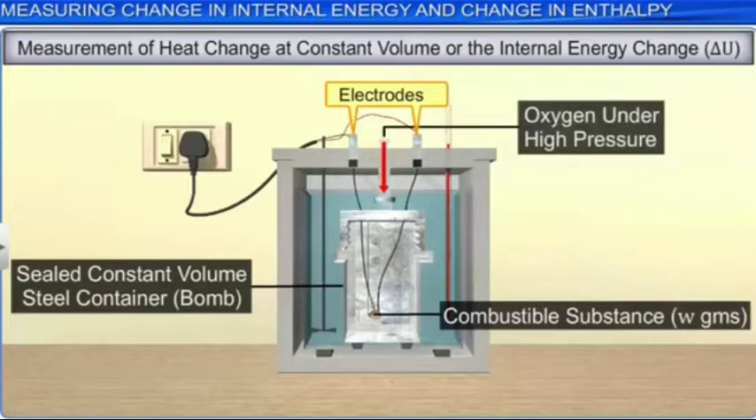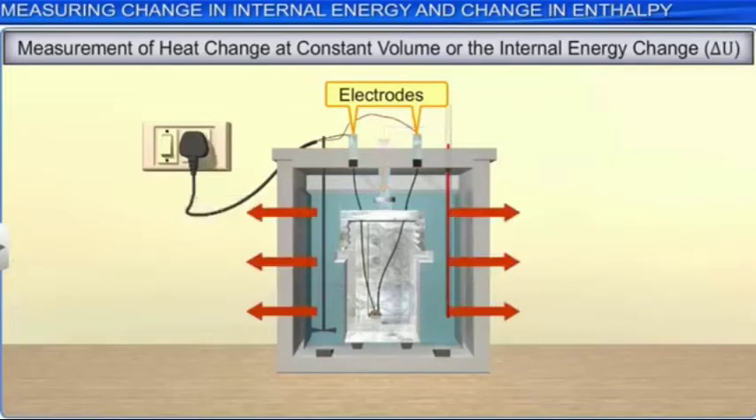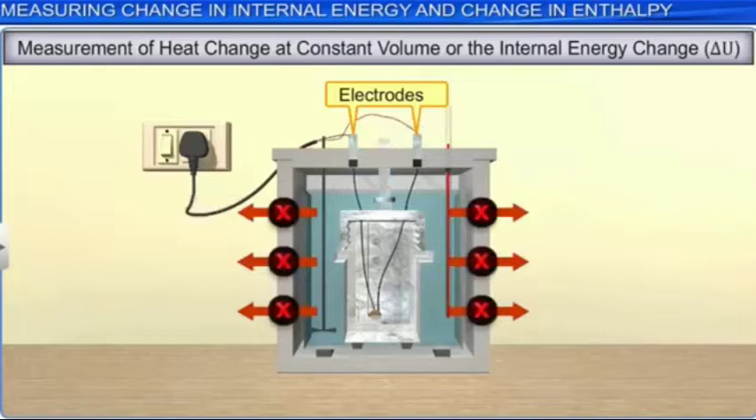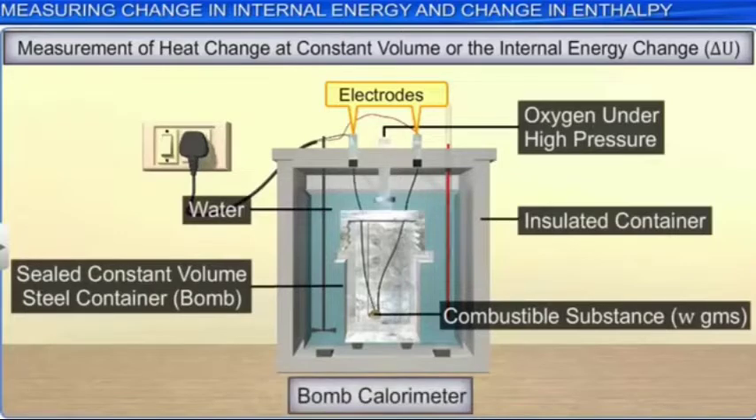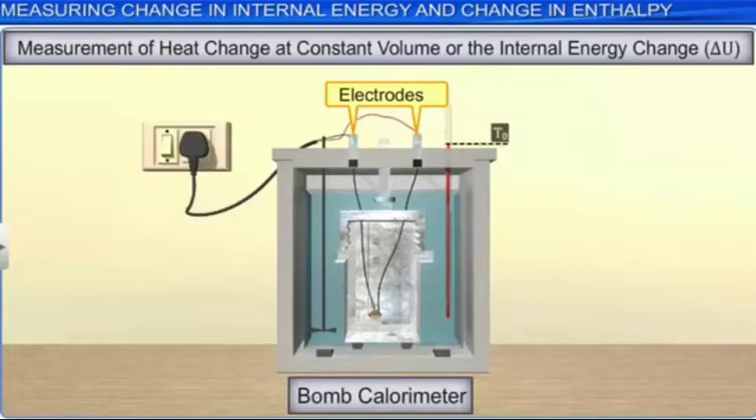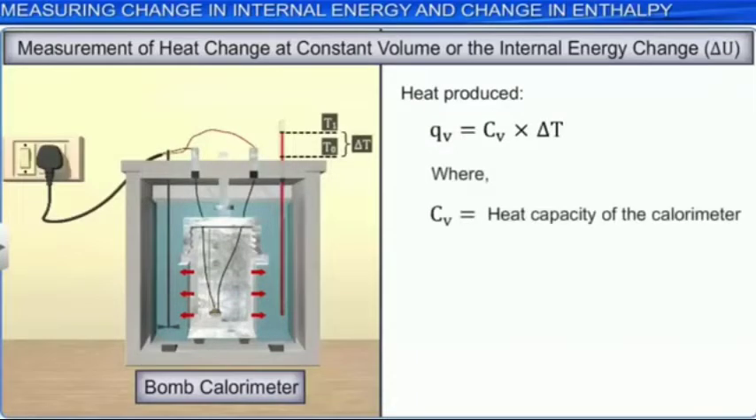The sealed bomb is then immersed in a known amount of water contained in an insulated container. As the container is insulated, there is no heat exchange with the surroundings, and the reaction process is adiabatic. This whole setup is called the bomb calorimeter. The sample is ignited electrically, and the heat produced by the combustion reaction is absorbed by the water surrounding the bomb. The increase in temperature of water, delta T, is noted, and the heat produced is calculated using the equation QV is equal to CV multiplied by delta T, where CV is the heat capacity of the calorimeter.